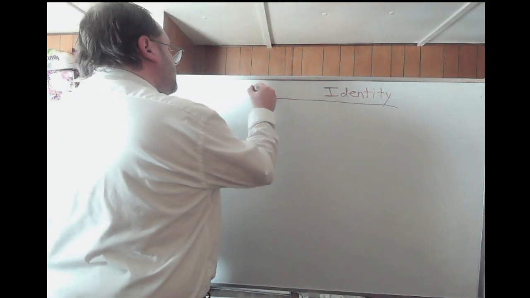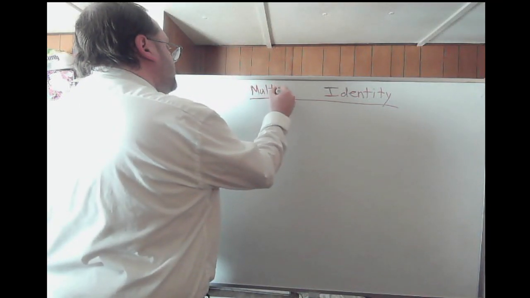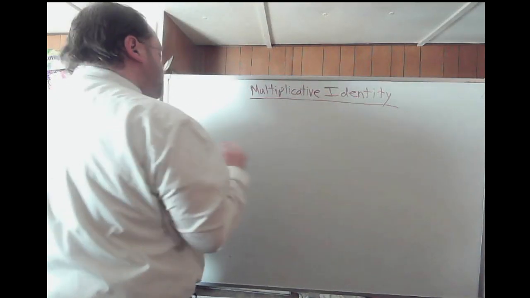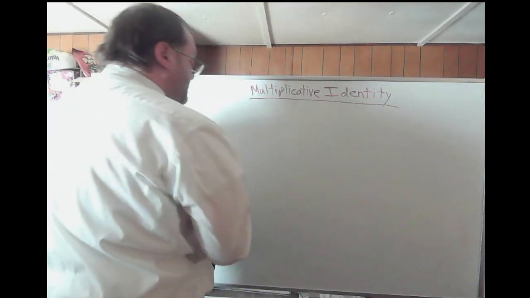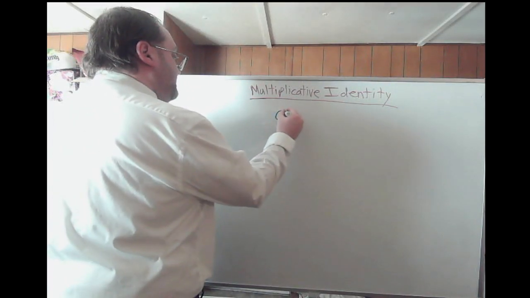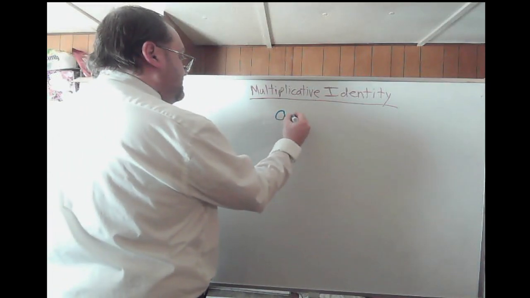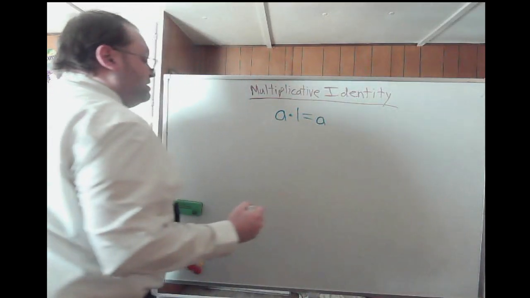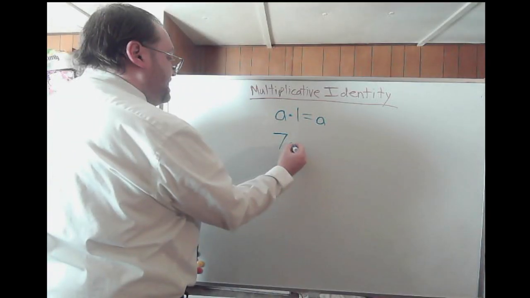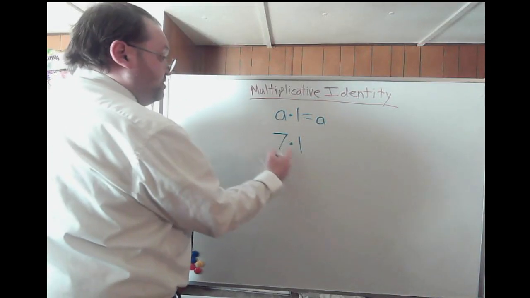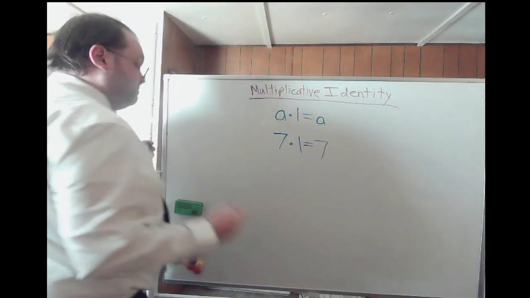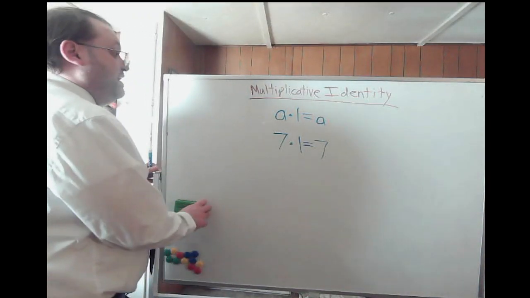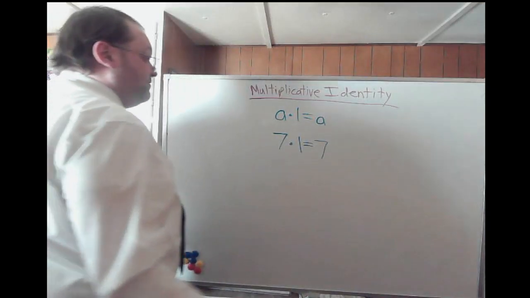Now let's talk about the multiplicative identity. Let's address the multiplicative identity. The multiplicative identity says if you have any arbitrary number, we'll call it a, times 1, you'll get that arbitrary number back. So let's say I have 7 times 1. Well, any number times 1 is that same number back. So that's the multiplicative identity. I also don't think we need to spend much time on that. That's pretty straightforward.